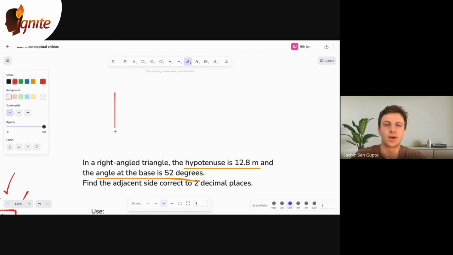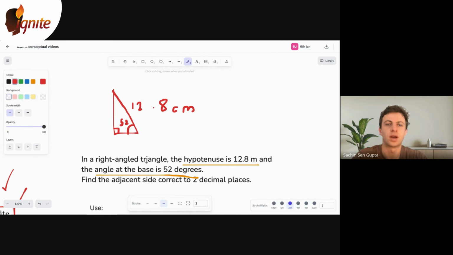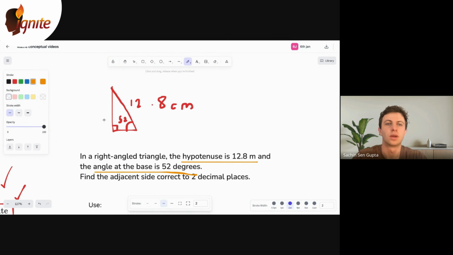So I'm just going to draw a right angle triangle like this. It can be any dimensions. Hypotenuse, the longest side, remember it's always the one opposite the 90 degrees, 12.8 cm. Angle at the base is 52 degrees. So what are we asked to find? The adjacent side, right? Or A. So we've got hypotenuse, and we want to find adjacent.